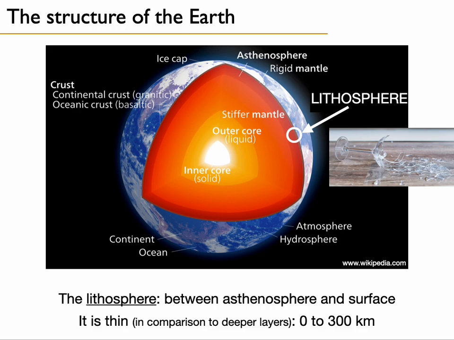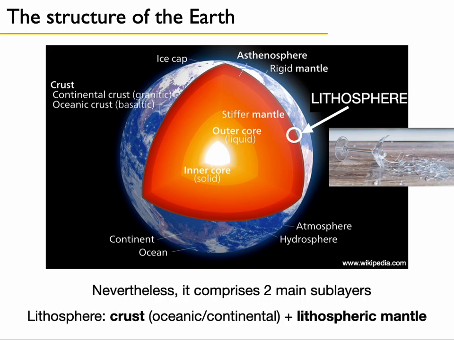The lithosphere is sandwiched between the asthenosphere, which is the upper part of the mantle, and the Earth's surface. Again, it's good to keep in mind that this is a very thin layer with regard to the other layers. It will contain the crust and a lithospheric mantle, so we will have two main sublayers.